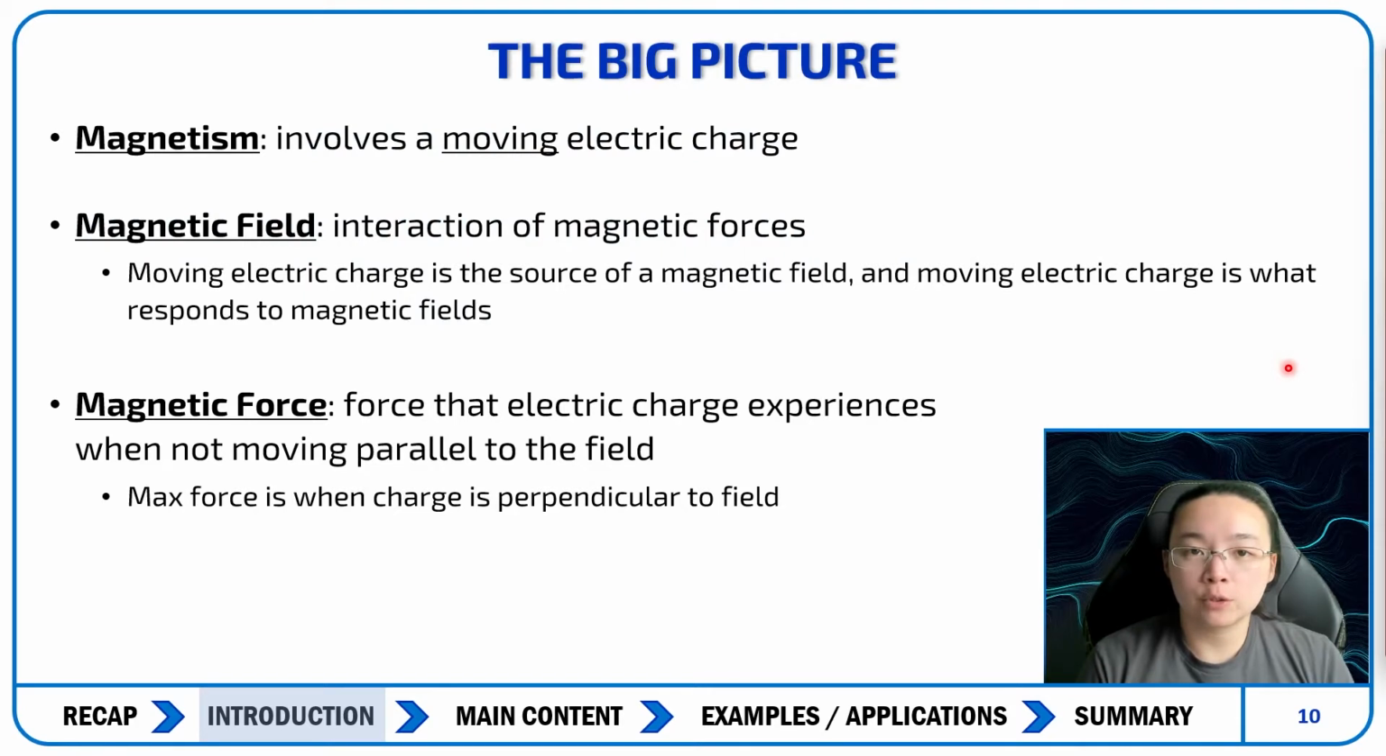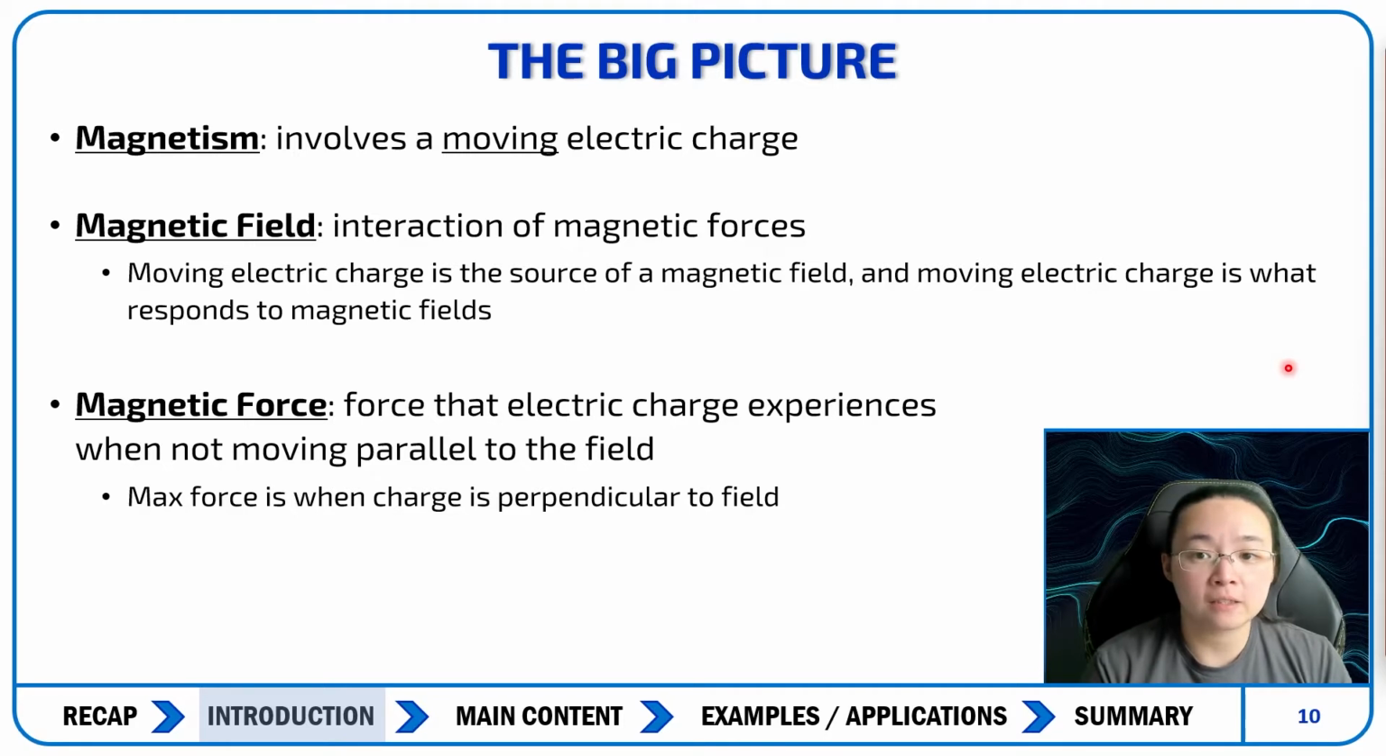So in terms of the big picture, magnetism is really just anything that involves a moving electric charge. Back then, when we were taking a look at electricity, we took a look at electrostatics, so basically what happens when a charge is just stationary and not moving. Then we can use Gauss' law and all those different laws that we talked about to get the electric field, the electric force, or various different types of measurements.